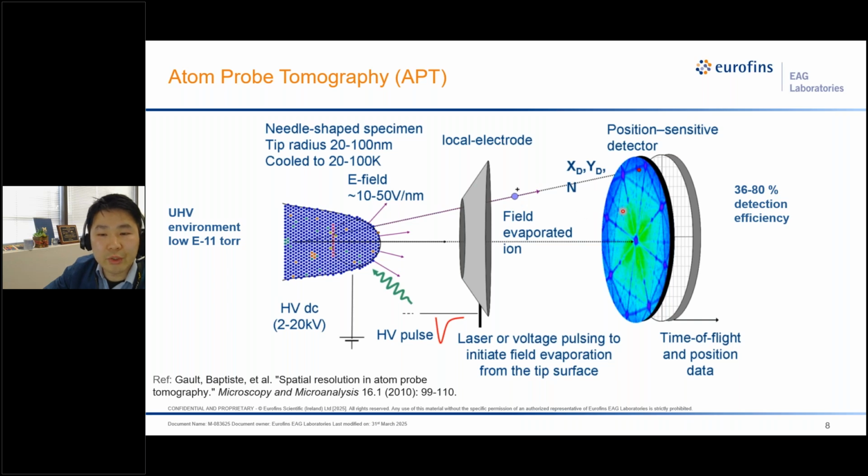Upon arrival, each impact on the position-sensitive detector results in the detection of the impact position in detector coordinates, as well as the time of flight that it takes the ions to travel from the specimen to the detector. And the identification of ions will be realized through time of flight spectrometry.